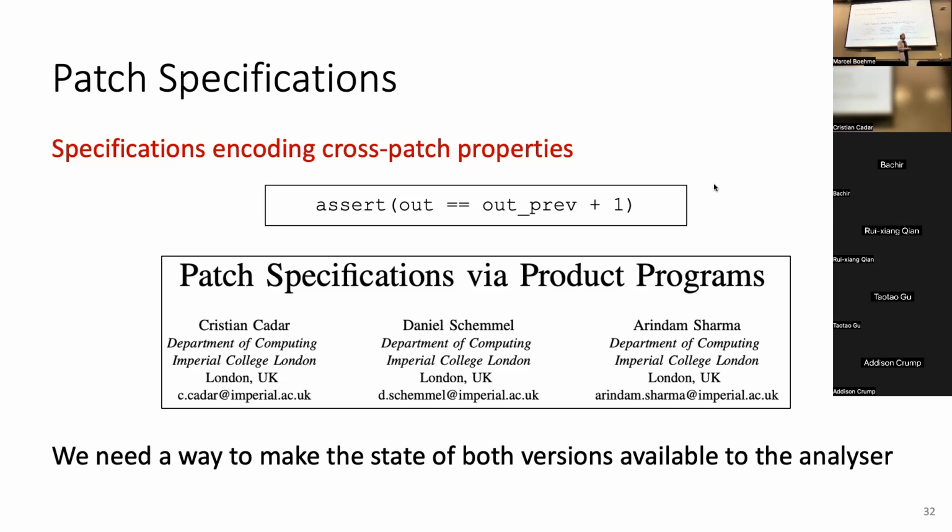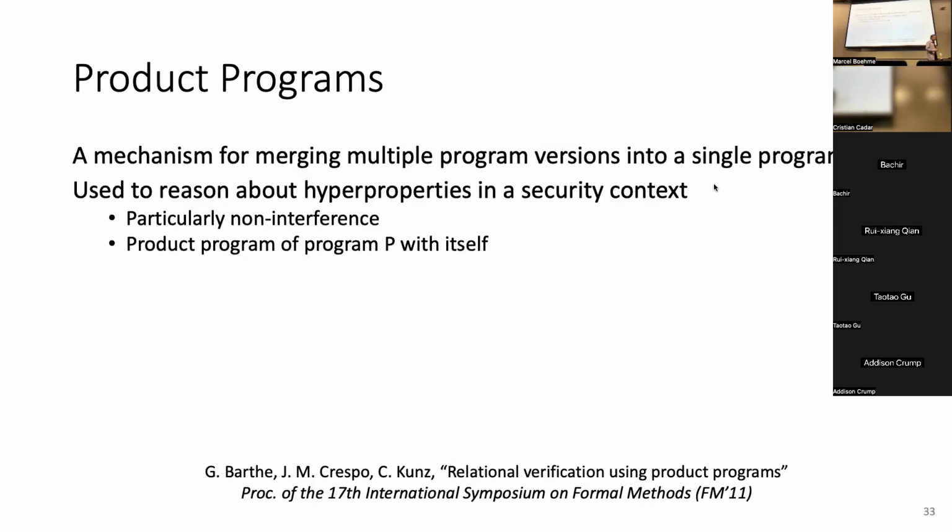First of all, for this assert to make sense and to be used by a fuzzer in particular, we need a way to make the state of both versions available to the analyzer. And this is where product programs come into play. I should mention that this is joint work with Daniel, who's also here, and Arindam. How many of you know about product programs? Daniel and Arindam do, so that's good.